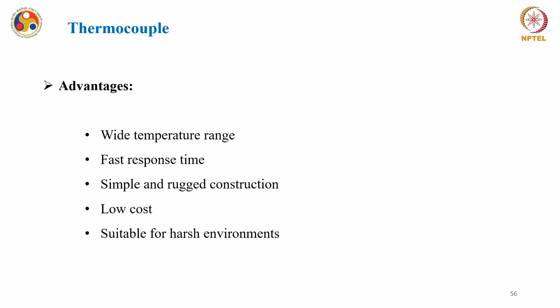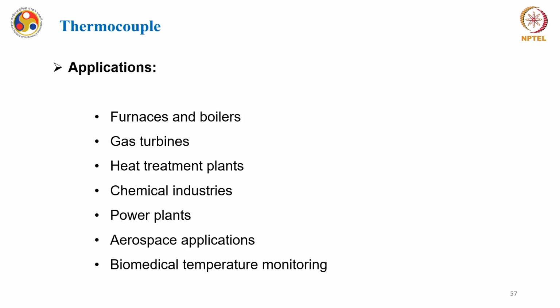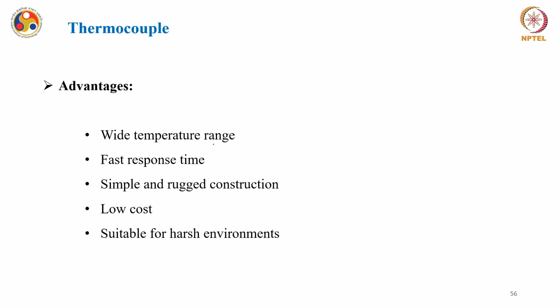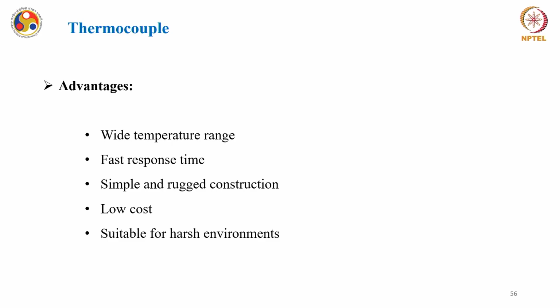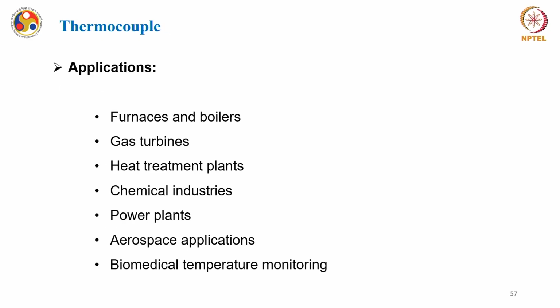Okay, we have seen their advantages and disadvantages. We have seen that thermocouples have a wide temperature range and a fast response time compared to the devices we have seen. They are simple and rugged in construction. They are low cost devices because it is simply two different metal wires connected together. But of course, we have seen that there are only a few combinations of these metal wires that industry follows. Mostly they were based on platinum, and they were suitable for harsh environments. The applications of these thermocouples were enormous. We have seen that they can be used in furnaces and boilers, gas turbines, heat treatment plants, etc.